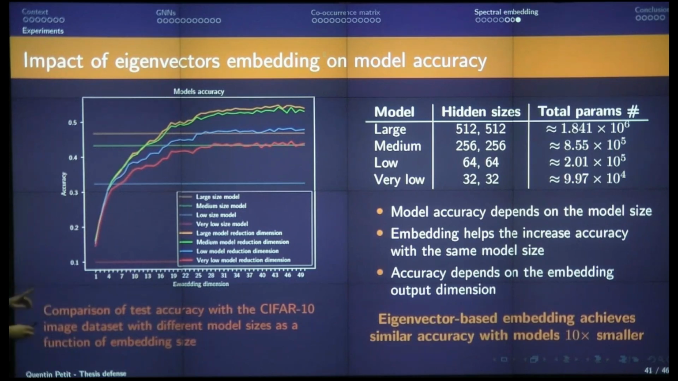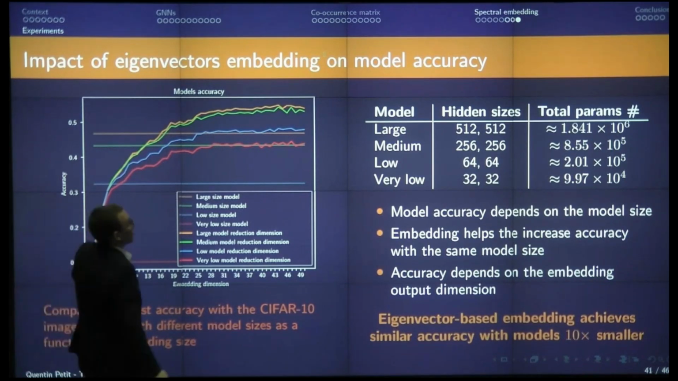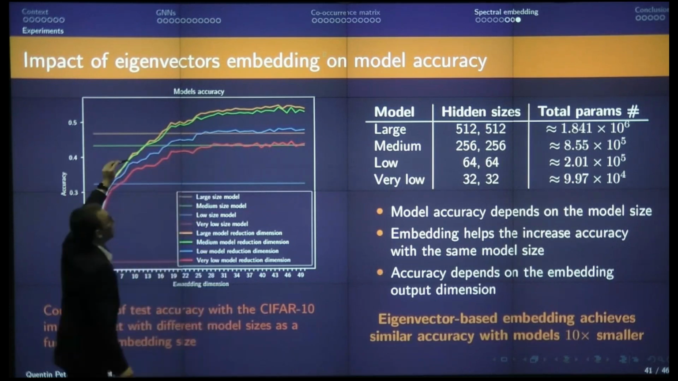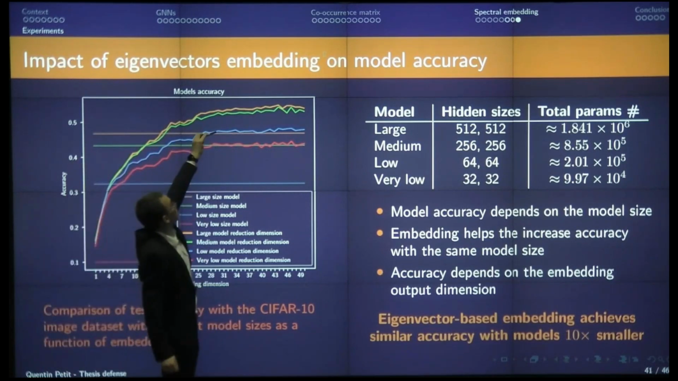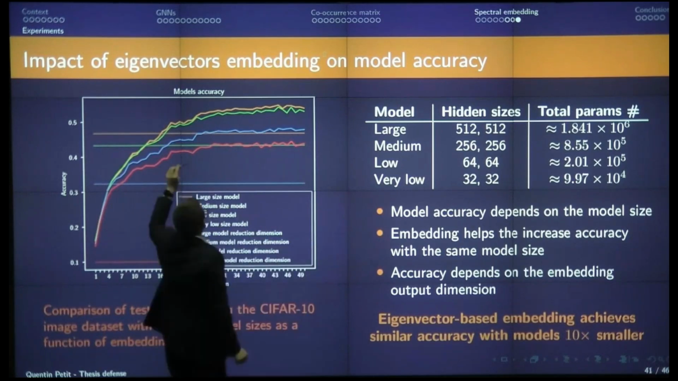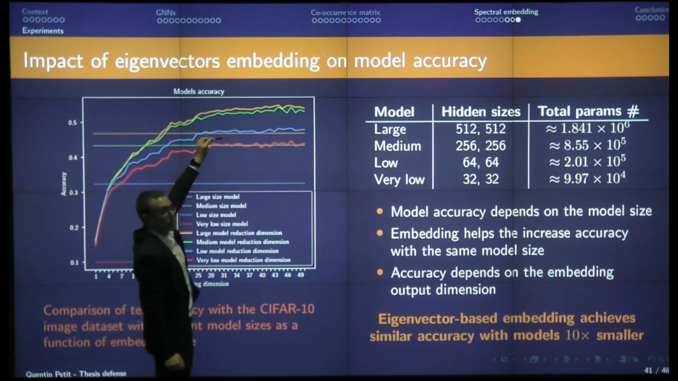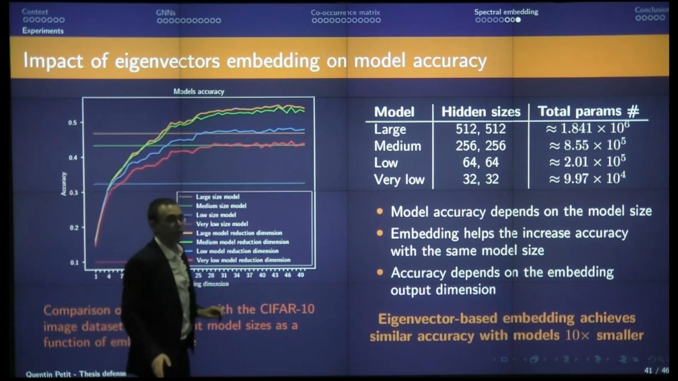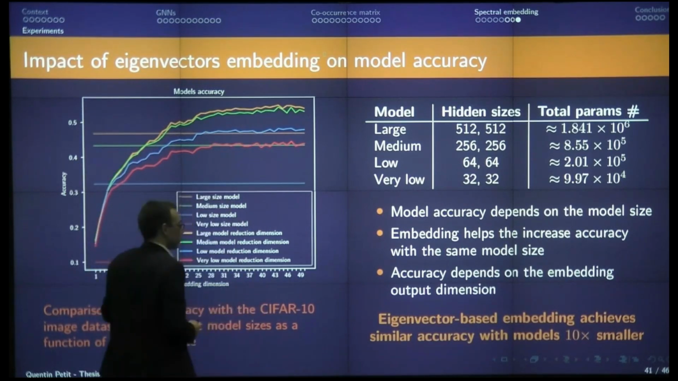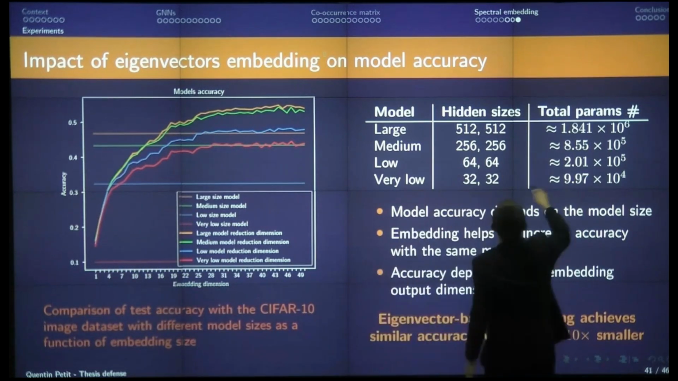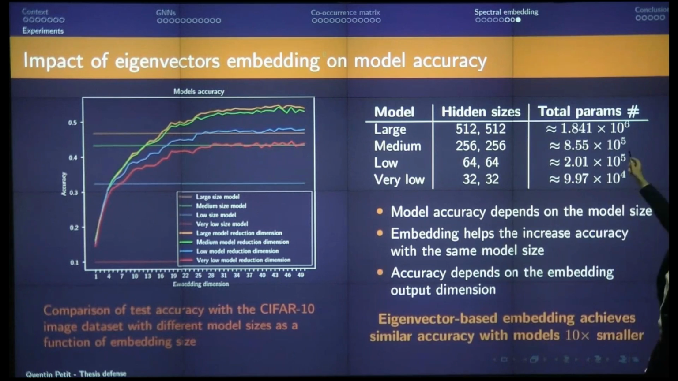Also, you can see that with a smaller model, the blue model, the low model, with an embedding you are able to have approximately the same accuracy as with the large model without any embedding. This shows that the low model is approximately 10 times smaller than the large one. So this means that using an eigenvector-based embedding, which gives a coherent embedding, helps us have approximately the same accuracy with models that are 10 times smaller.